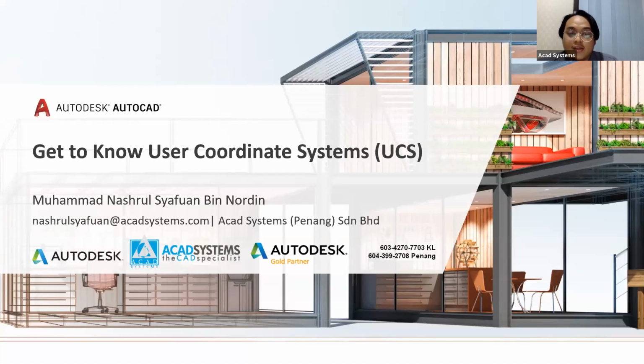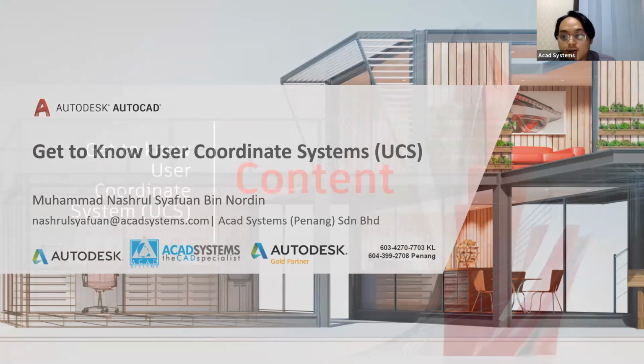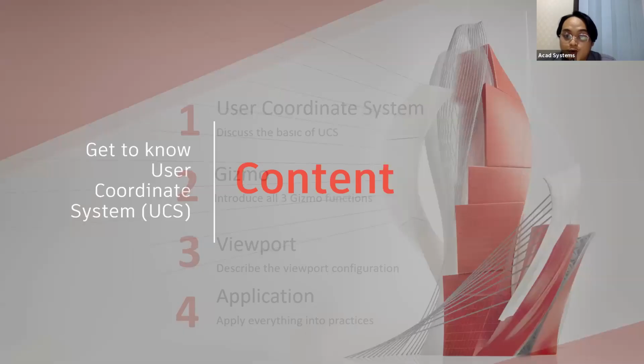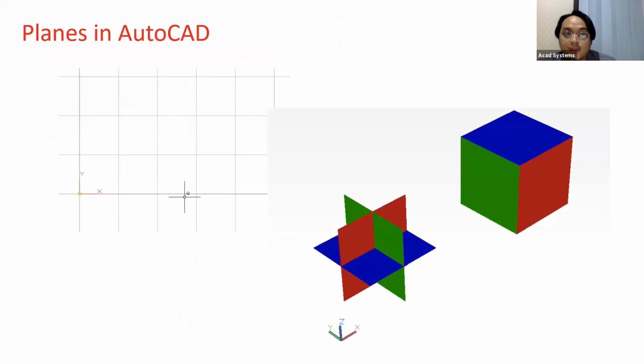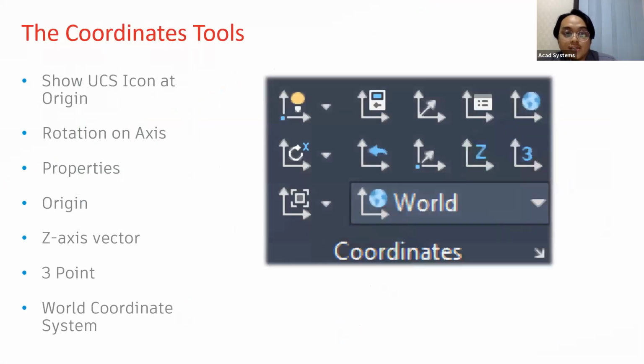I will proceed with today's free online lesson. So the content for today, first we will be learning about user coordinate system, about the Gizmo, Viewport, and also we will use all three of these into practices, which we will be doing a model of autonomous moving transport vehicle. First, we need to know the basics in AutoCAD because we have three planes and we have two axes for 2D modeling, 2D drafting, and also we have three axes in 3D modeling, which I will be showing in practice after this.